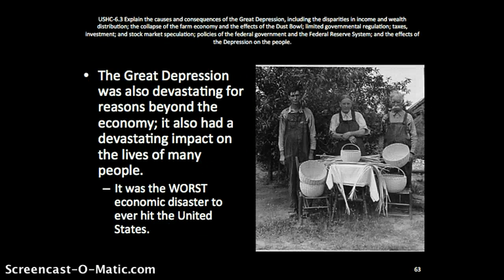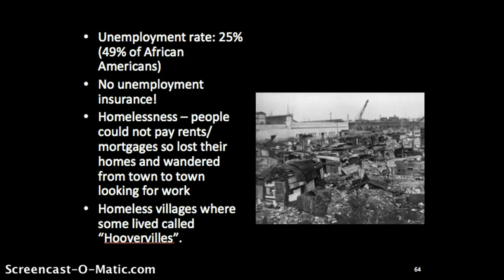The Great Depression was also devastating for reasons beyond the economy. It had a devastating impact on the lives of many people. It was the worst economic disaster to ever hit the United States. There are some pretty bad statistics here. There was a 25% unemployment rate. That means 1 out of every 4 Americans. And if you were an African American, it was a 49% unemployment rate, which was basically 1 out of every 2 African Americans unemployed.